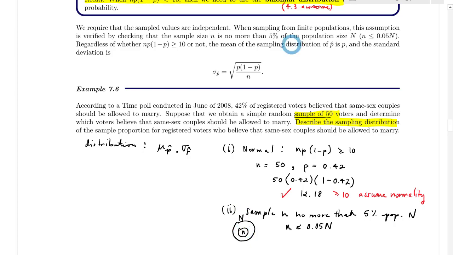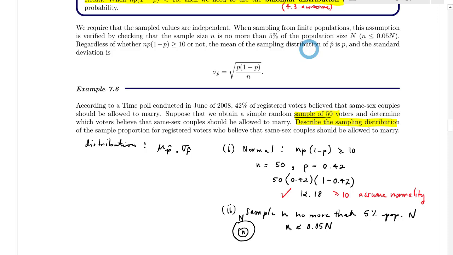So this comes from up here, and I like talking about this first and then coming up here, because it talks about when you're sampling from a finite population, you want to assume that your sample size is no more than 5% of the population. And regardless whether or not your product here is greater than or equal to 10. It's really important because that way we understand that the sampled values are going to be independent, and we know that we're sampling from finite populations.